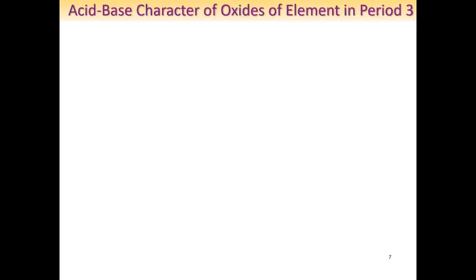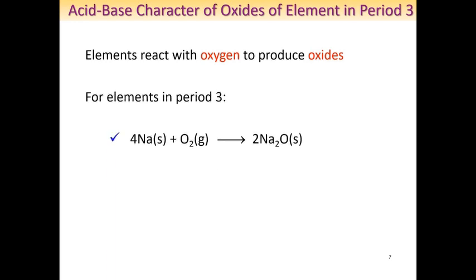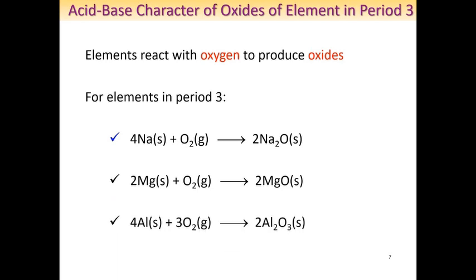Okay, now we look at the equation, the formation of oxide. Element reacts with oxygen to produce oxide. For elements in period 3, sodium reacts with oxygen to form sodium oxide. Magnesium reacts with oxygen to form magnesium oxide. Aluminium reacts with oxygen to form aluminium oxide.